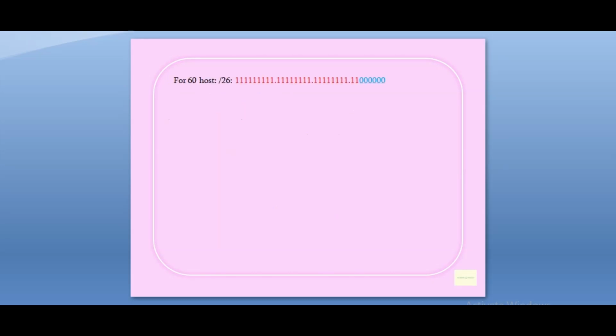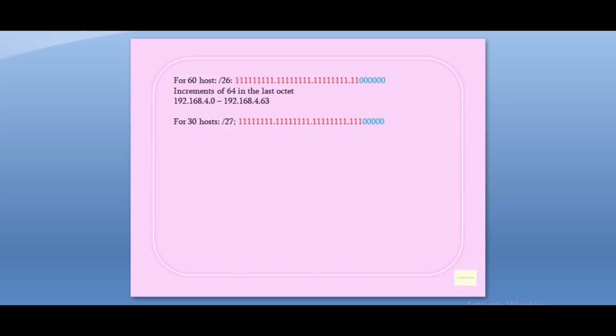Now let's take a look at the range. For /26, the last network bit is in the fourth octet, and in the binary place value table, it is on the value of 64. That means with increments of 64 in the fourth octet, we get our subnet. And the range is 192.168.4.0 to 192.168.4.63. And the host assignable addresses are from 192.168.4.1 to 192.168.4.62.